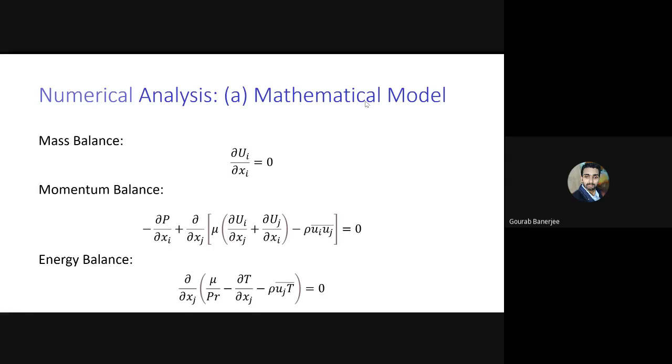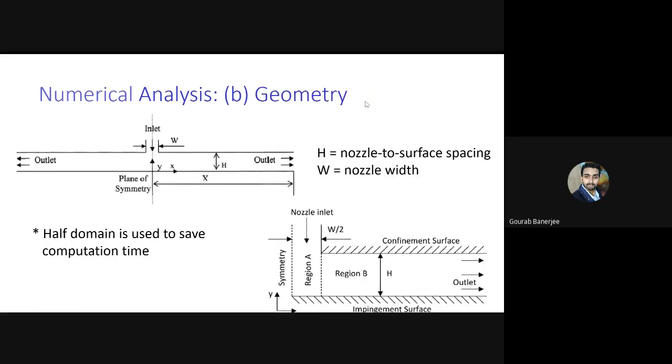These are the conservation equations that have been taken in their forms, where U_i, U_j essentially mean the fluctuating velocity in the X and Y direction respectively. T is for the temperature, P for the pressure. So I'm going next to the geometry part. This will be the geometry of the physical domain which we'll be simulating, where there will be an inlet portion and the left and right parts will be the outlets.